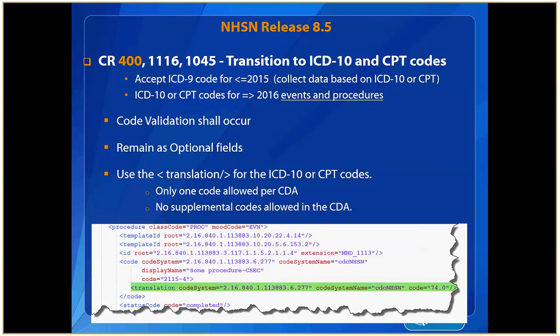They'll remain, even next year in 2016, as optional fields, and there'll actually be a code validation occurring. In the actual XML, it will be the same translation tag that you've always used for the ICD-9 code. You will just switch the code and put in either the ICD-10 or CPT code. And as I said, there will be validation on our side. Only one code is allowed for CDA, and no supplemental codes are allowed in the CDA. Only ICD-10 or CPT.